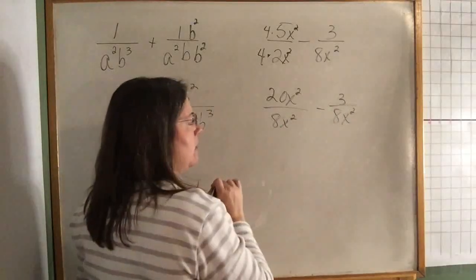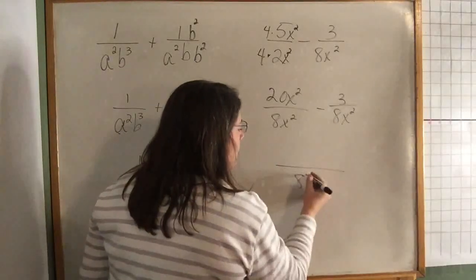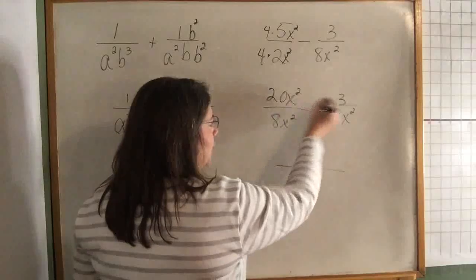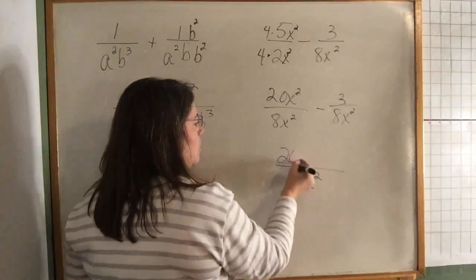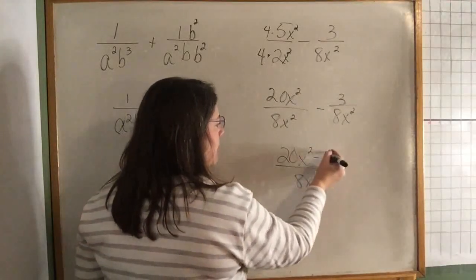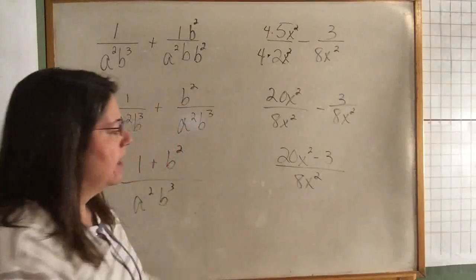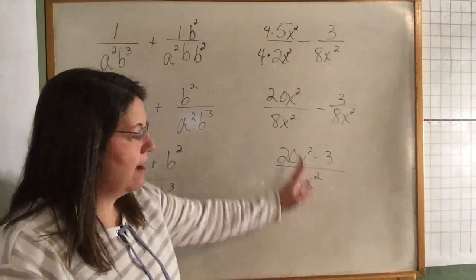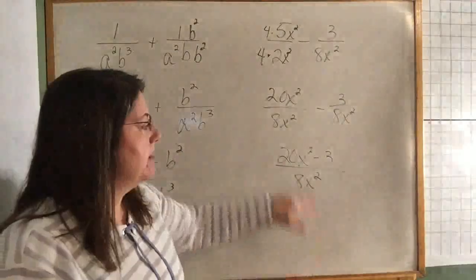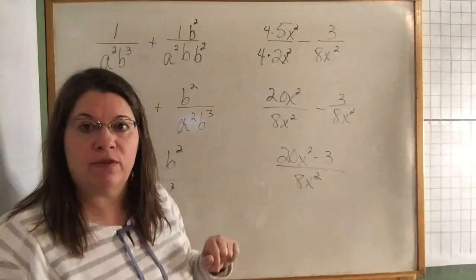Now that my denominators are the same, I keep the denominator and I subtract the top. So that's 20x squared minus 3. Nothing will simplify there. I cannot cancel out the x squareds, remember, because this one is attached with the subtraction.